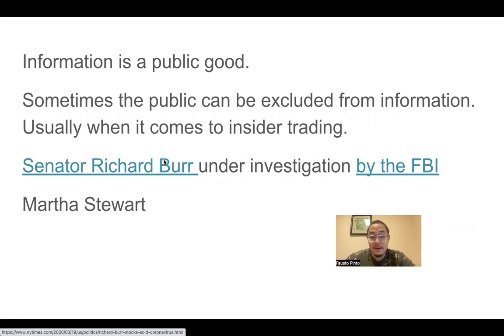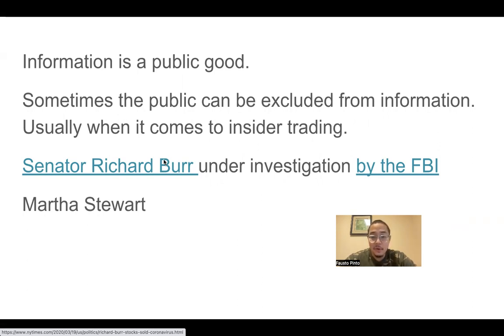Senator Richard Burr is currently under investigation by the FBI. This was 2 years ago, and they haven't resolved the case. Basically, a lot of the politicians in Congress and the president had a meeting before the pandemic, and they wanted to talk about how severe it was.